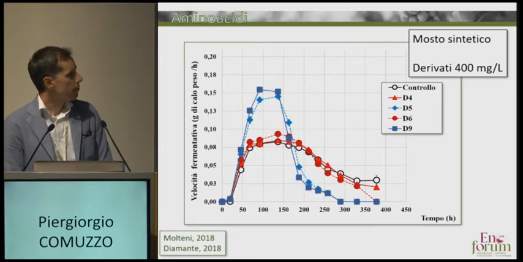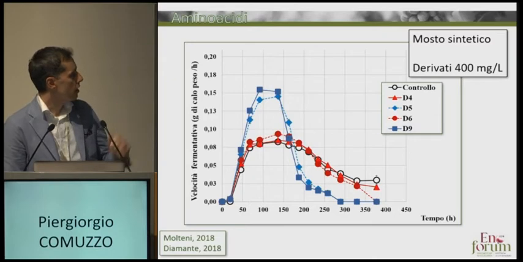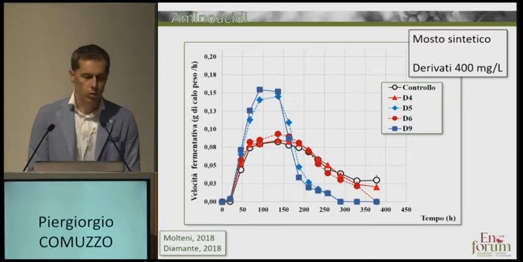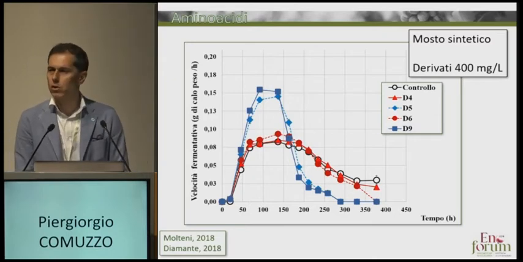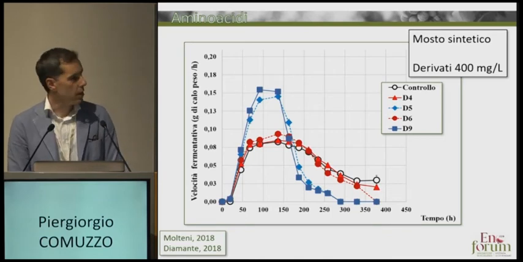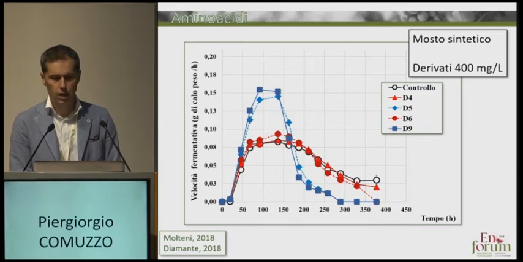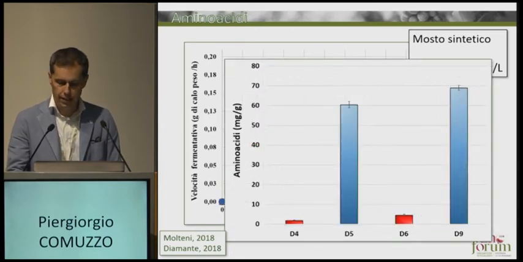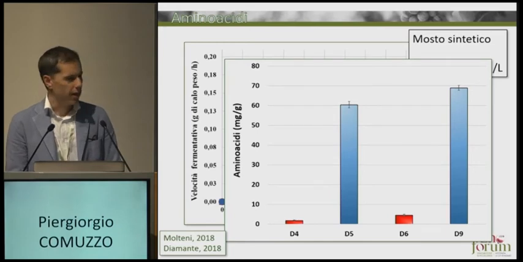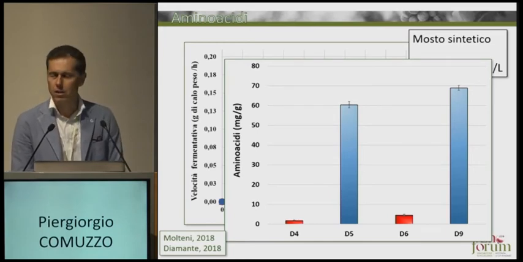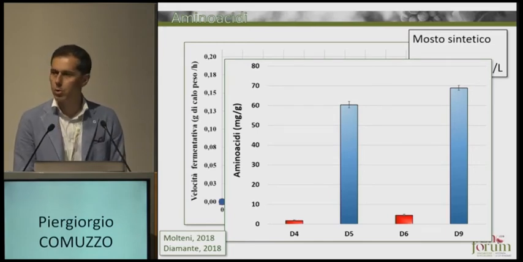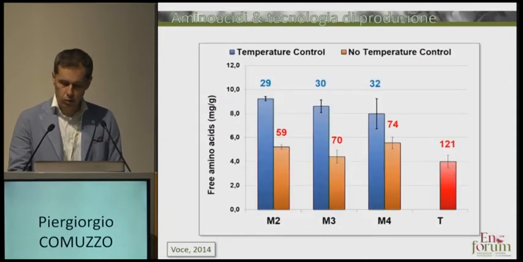Let's see what happens here. You can see that the 2 derivatives, well, this is the fermentation speed. The 2 derivatives in blue can increase fermentation speed, and the process can be completed 2 days in advance vis-a-vis the red curves. What is the difference here? The difference is that the blue derivatives contain many more amino acids, a higher content of amino acids.